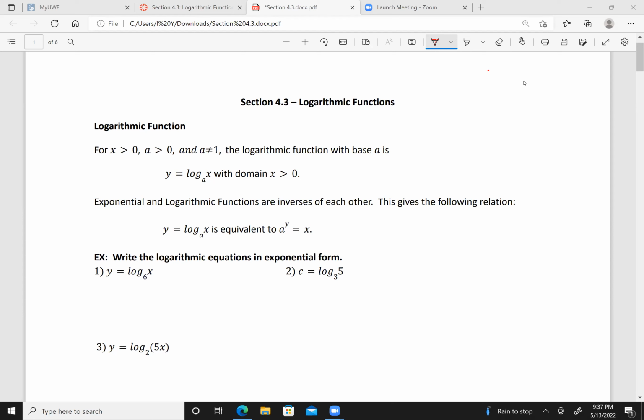So exponential and logarithmic functions are inverses of each other. So we have this following relationship between the two. If you have y equals the log base a of x, it's the same as saying a to the y power is equal to x. So let's see how this works.